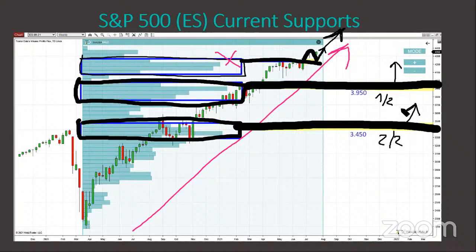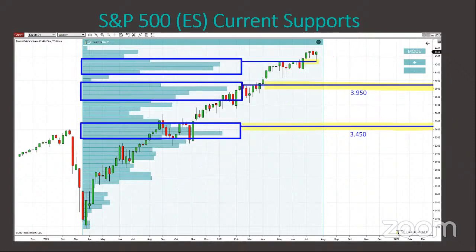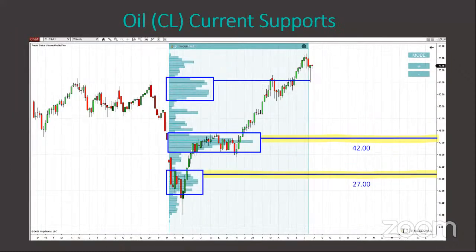All right, so those are currently the strongest volume-based supports, which I see from the long-term point of view on the S&P 500 on the weekly chart. Now, another popular one is oil. And again, in here, there is a strong uptrend. Now you know what you need to do.